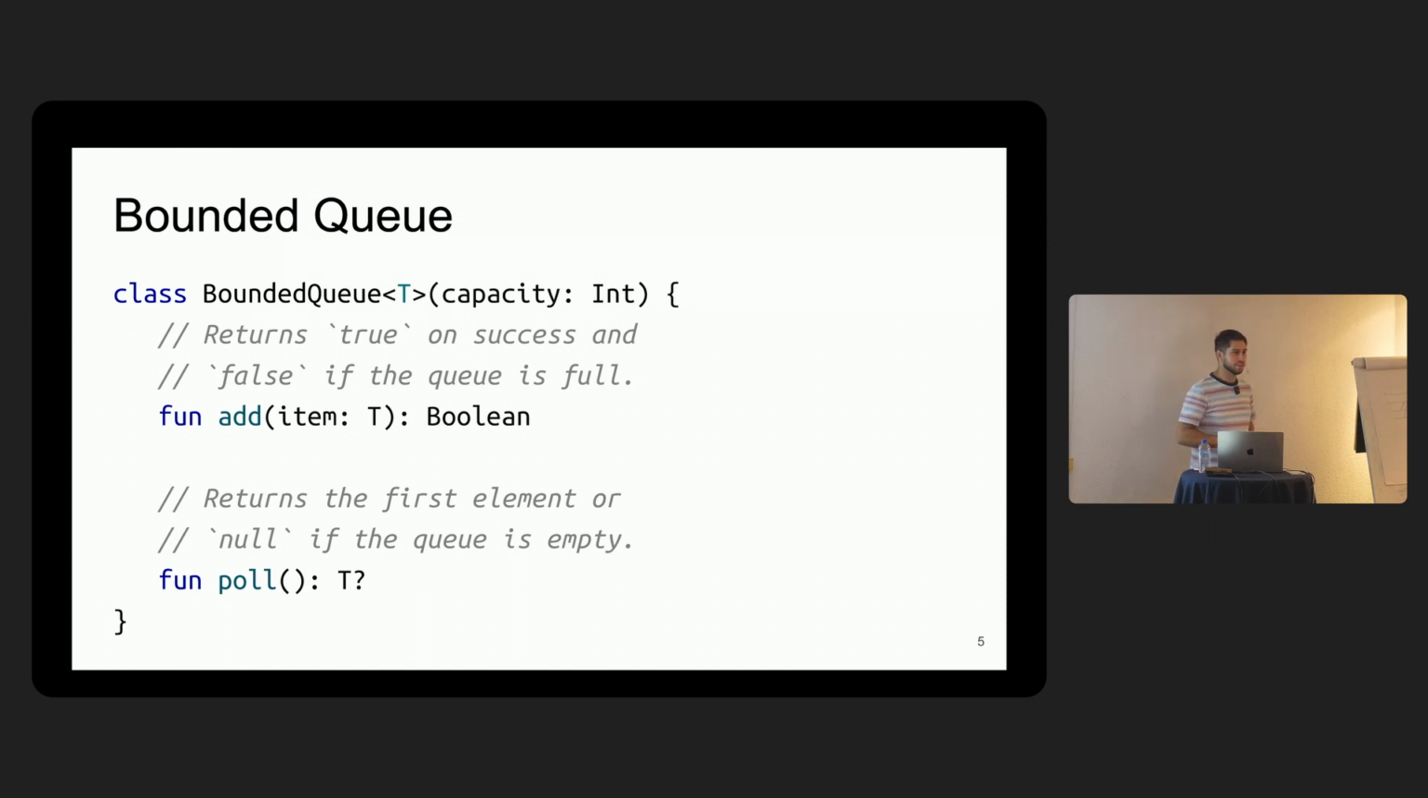So let's try to build something simple, but still not so straightforward. Let's try to build a bounded queue. So it's a queue, but of a fixed capacity. So when you add elements, they succeed until the capacity is exceeded, and then additions fail. So this add returns false. And poll works like any dequeue operation for any queue. If the queue contains elements, it returns the first element. If the queue is empty, it returns null.